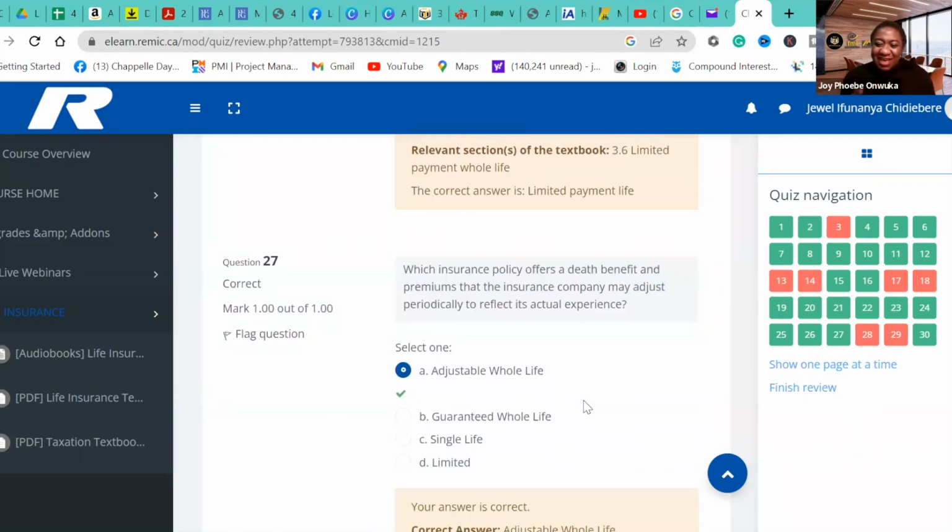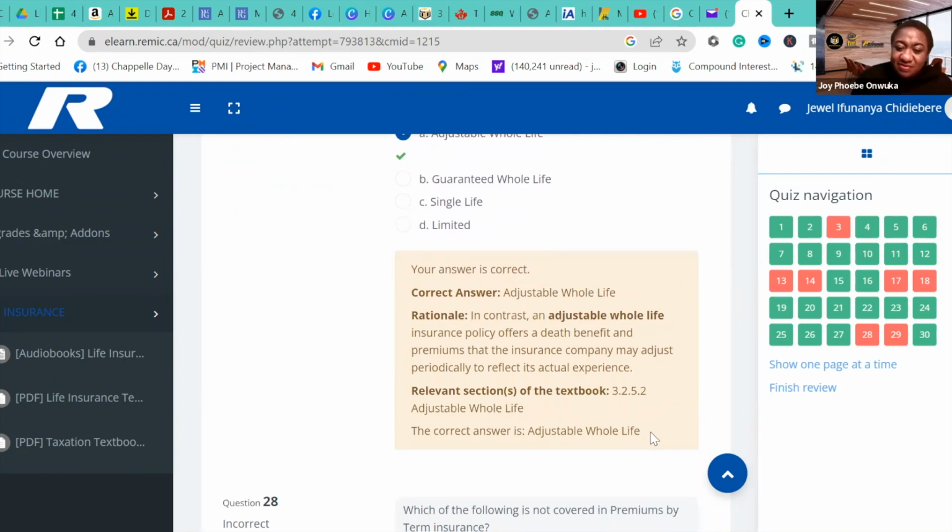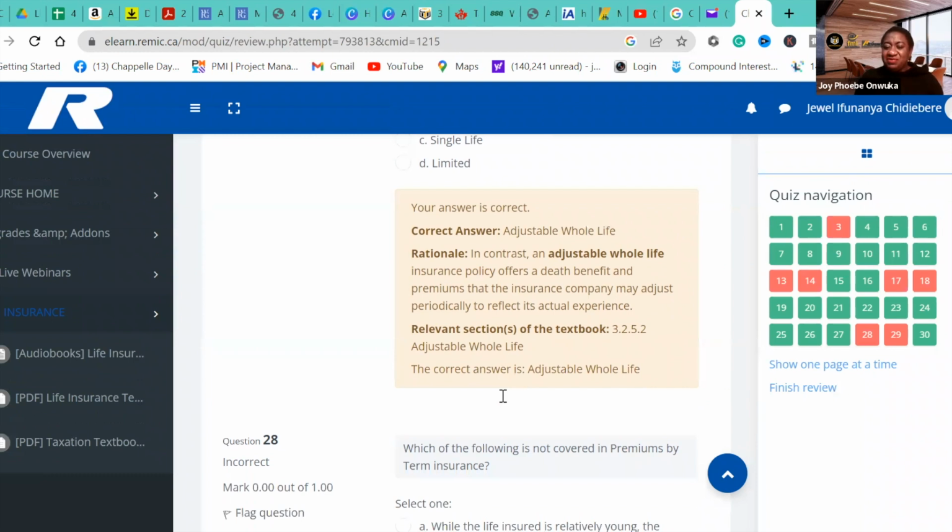27, we are almost there. Which insurance policy offers a death benefit and premium that the insurance company may adjust periodically to reflect its actual experience? It is adjustable whole life. And the rationale is this. In contrast, an adjustable whole life insurance policy offers a death benefit and premiums that the insurance company may adjust periodically to reflect its actual experience.